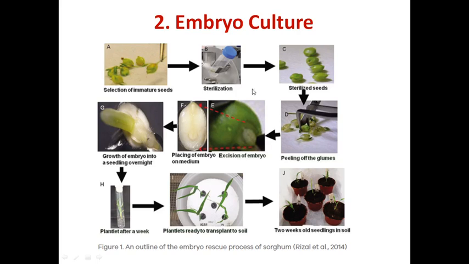Okay, then the surface sterilization of those seeds. Then, with the sterilized seed, we can do the peeling of the glumes, the outer covering. Then here the excision of the embryo, cutting of the embryo, and placing the embryo on a nutrient medium. See, there is proper cutting, then embryo removal without damaging it, and placing of that embryo on an appropriate nutrient medium.